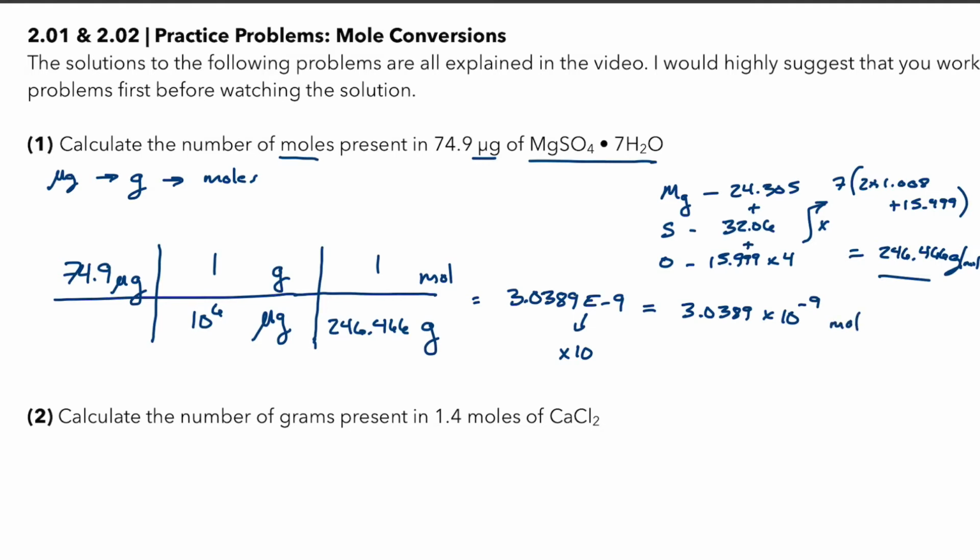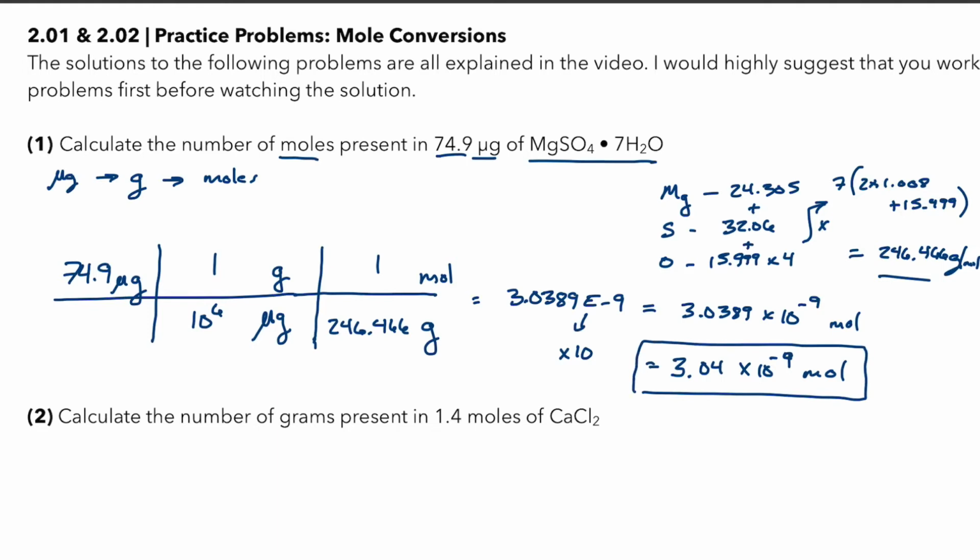Awesome. Now there's also something wrong with that, is I still have to take into account significant figures. So if I look at my problem, 74.9 has 3 sig figs. I've done nothing but multiplication, so my answer should also have 3 sig figs. So let's fix that. 3.04 times 10 to the negative 9th moles. And this should be your answer.